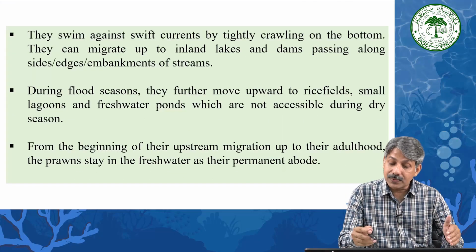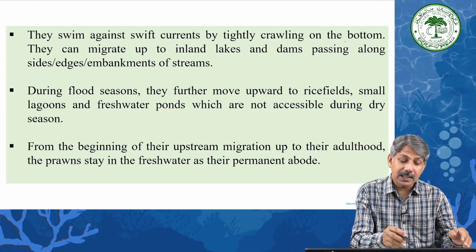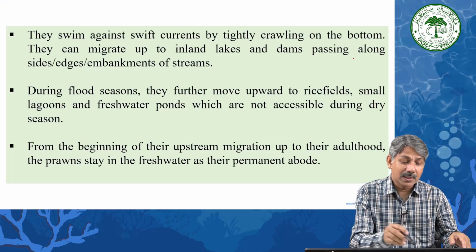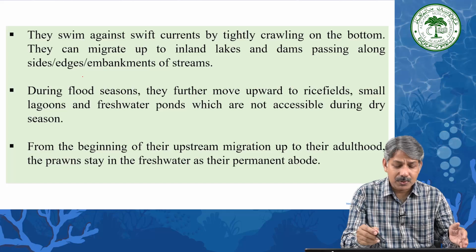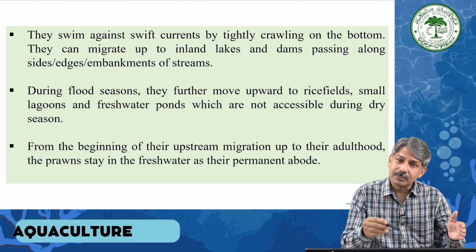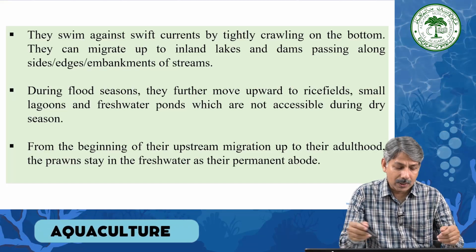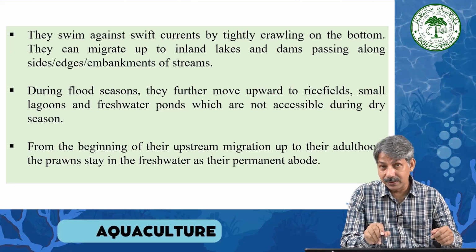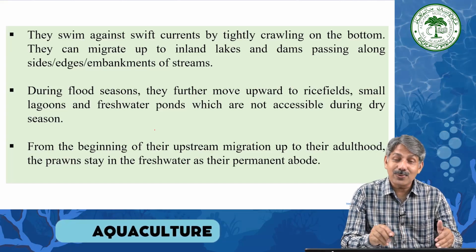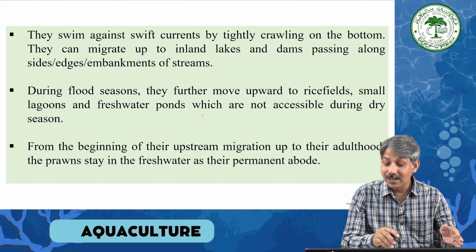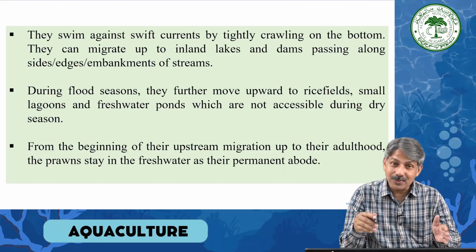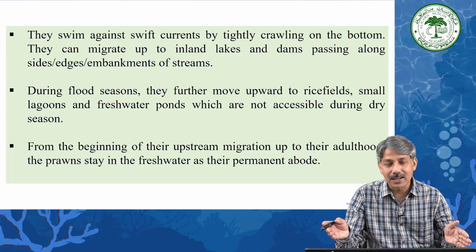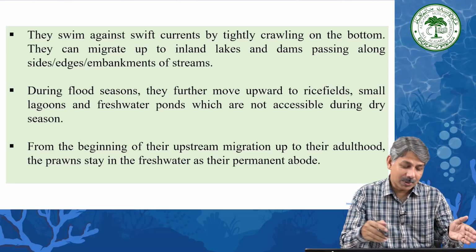They swim against swift currents by tightly crawling on the bottom. They can migrate up to inland lakes, dams, passing along sides, edges, embankments of these streams. So they are bottom dwellers and they can move to different freshwater habitats. During flood seasons, they further move upward to rice fields, small lagoons, and freshwater ponds which are not accessible during dry season. If they get water channel to move, they can move to any kind of diverse freshwater habitat where they can feed, grow, and mature.